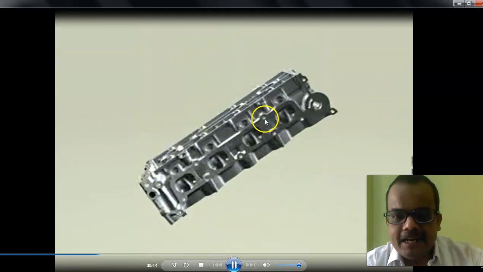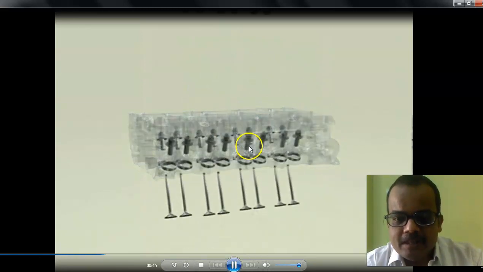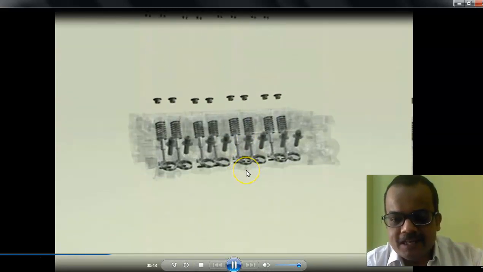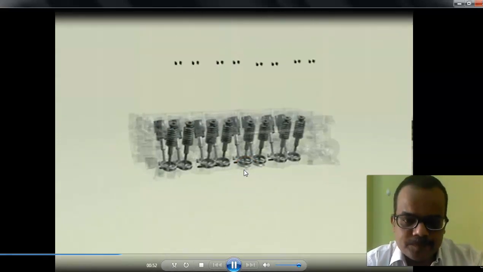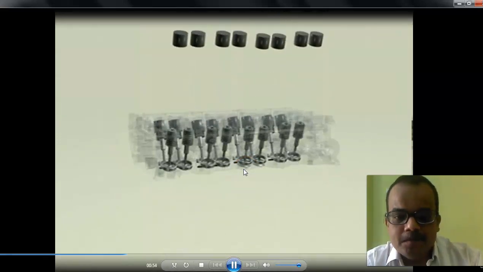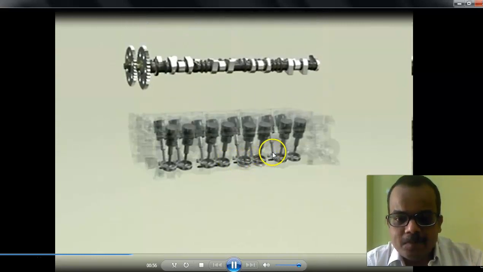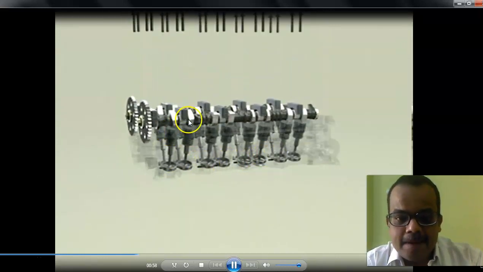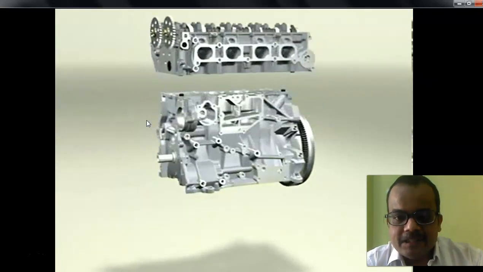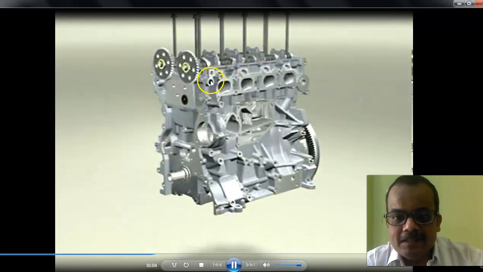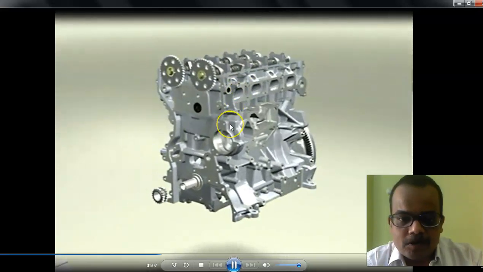This is a cylinder head which houses the valves. These are the valves. The cylinder head houses the valves as well as the spark plug also, and it fits on top of the block. Here you can see these are the valves, and this is the camshaft, and this camshaft is run by that crankshaft. Now this whole assembly gets fitted on the top of the block.